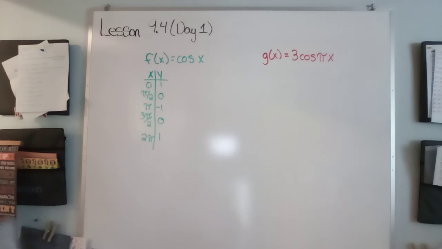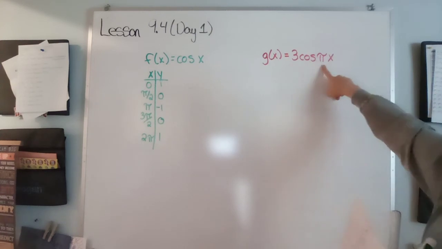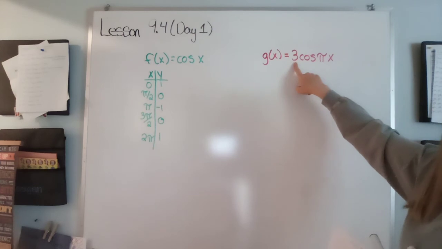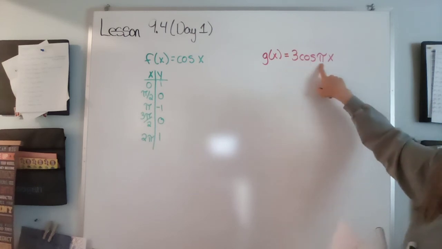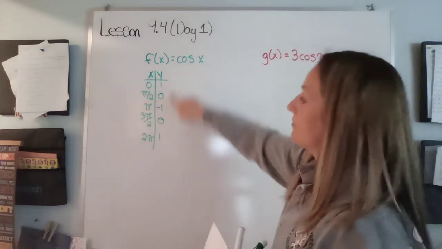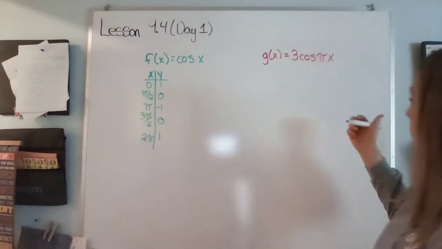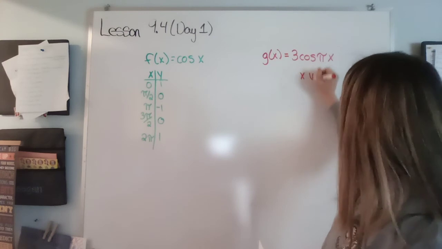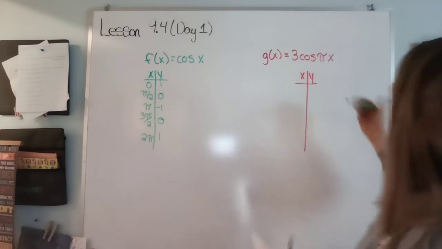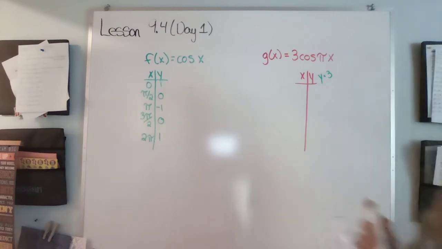Okay. So for transformation, let's figure out what the transformation is. I have an A value of 3 and a B value of pi. The A value is your vertical stretch or shrink, and the B value is your horizontal stretch or shrink. So the A value, since it's vertical, is going to affect the Y values, while your B value is going to affect your X values. Since there is a vertical stretch of 3, I'm going to multiply all my y values by 3. All of these y values get multiplied by 3.